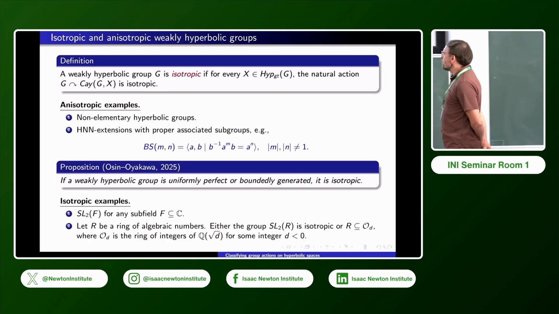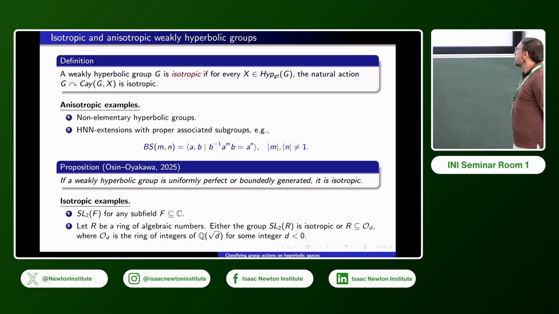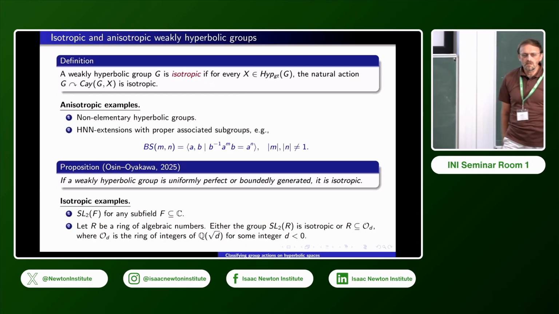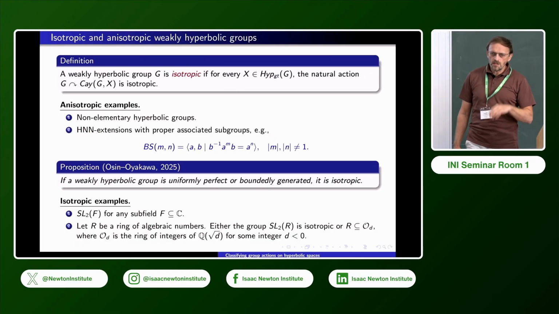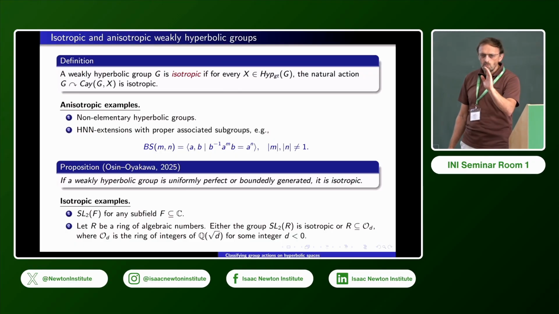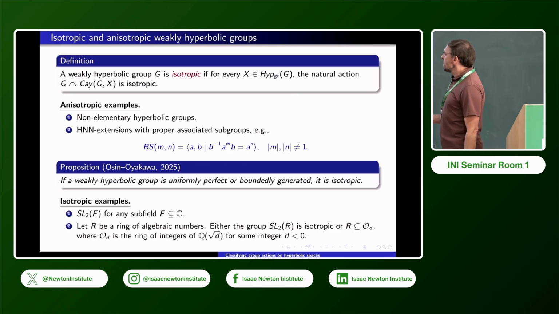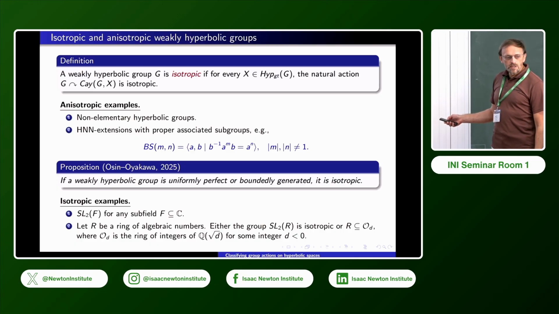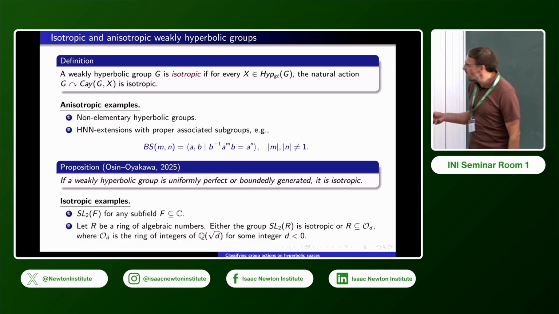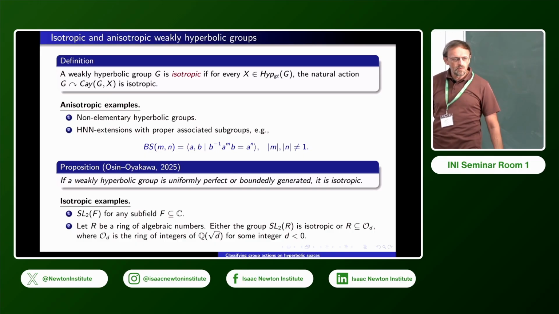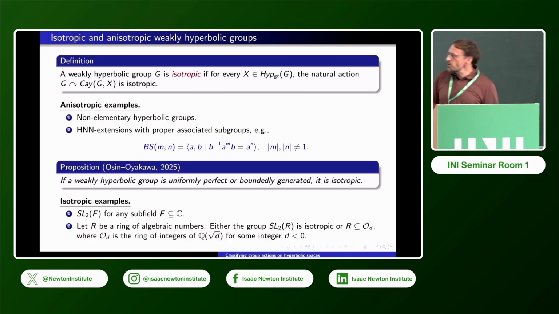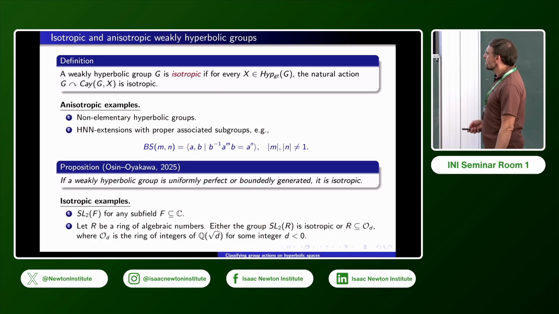And here is a proposition which allows us to provide examples of isotropic weakly hyperbolic groups. The proposition says that a weakly hyperbolic group which is uniformly perfect or boundedly generated is always isotropic. Remember, uniformly perfect means that there exists a number n such that every element of your group is a product of at most n commutators. So here are some familiar examples. If you take SL2F for any subfield F of C, this group is boundedly generated. What am I saying? It's not boundedly generated. It's uniformly perfect. It cannot be boundedly generated because it's not even finitely generated.